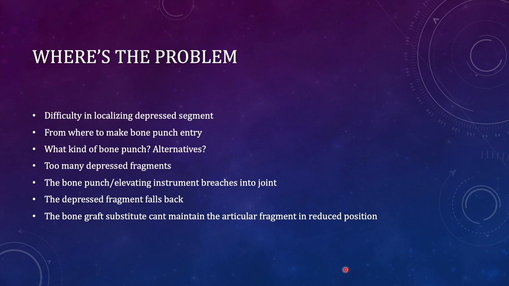The bone punch often enters into the joint while elevating the depressed fragment, which complicates the reduction further. Depressed fragments are often unstable, they fall back and are not maintained in position. Another concern is whether to use the bone graft substitute or not, because even after impacting the bone graft substitute inside the void, the depressed fragment is not satisfactorily elevated in the reduced position. So we'll cover all these things in coming slides.